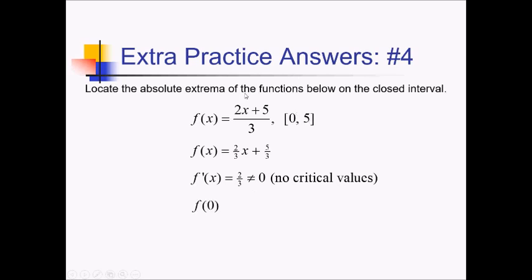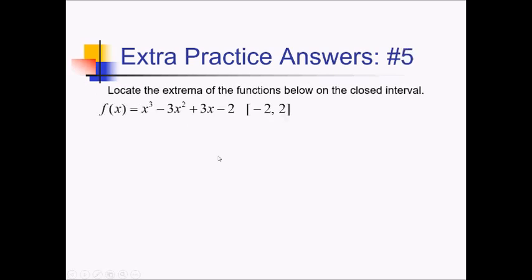Testing 0, we have, let's see, 2 times 0, this is just 5/3 then. Testing 5, we've got 10 plus 5 is 15, over 3 is going to be 5. So between the two of these things, the absolute min is going to be this 5/3, it's about 1 2/3, and that means 5 is our absolute max.